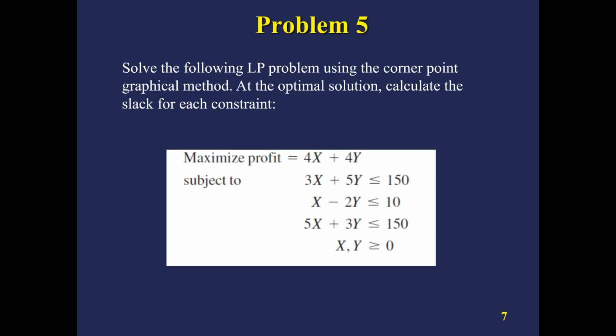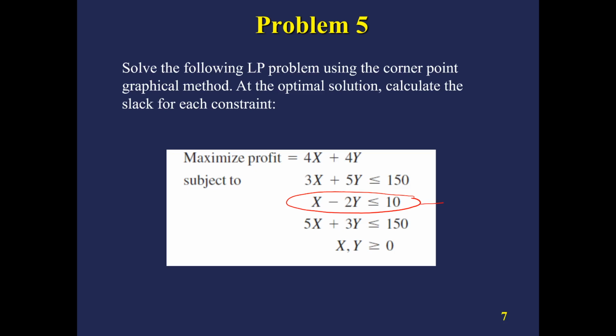Okay, let's see another problem. Solve the following LP problem using the corner point graphical method. At the optimal solution, calculate the slack for each constraint. So we have the formulation given here, and we are asked to find out the solution by graphical method. Now you can see that here this constraint is a special constraint. That's why we asked you to do this exercise to draw this, because many students, when they have to draw this constraint, are stuck with how to draw that.